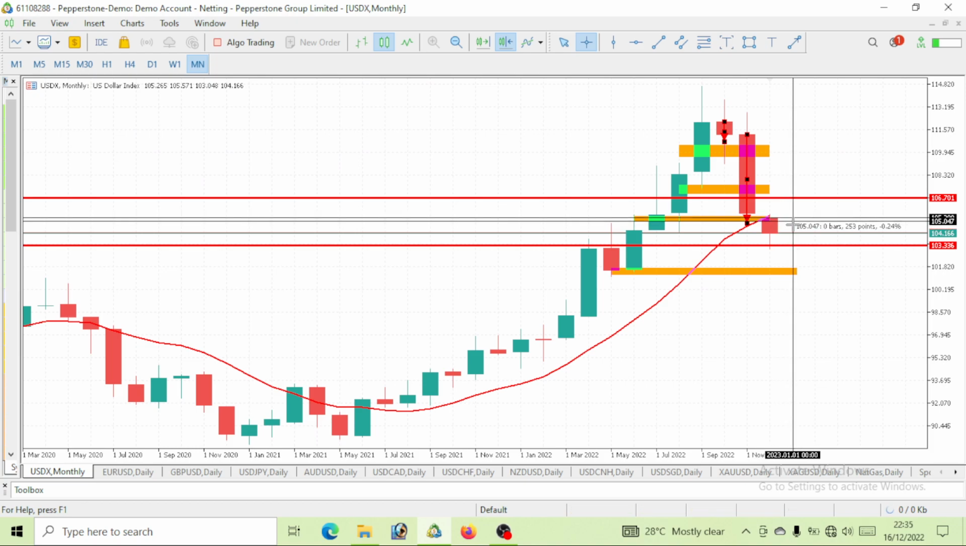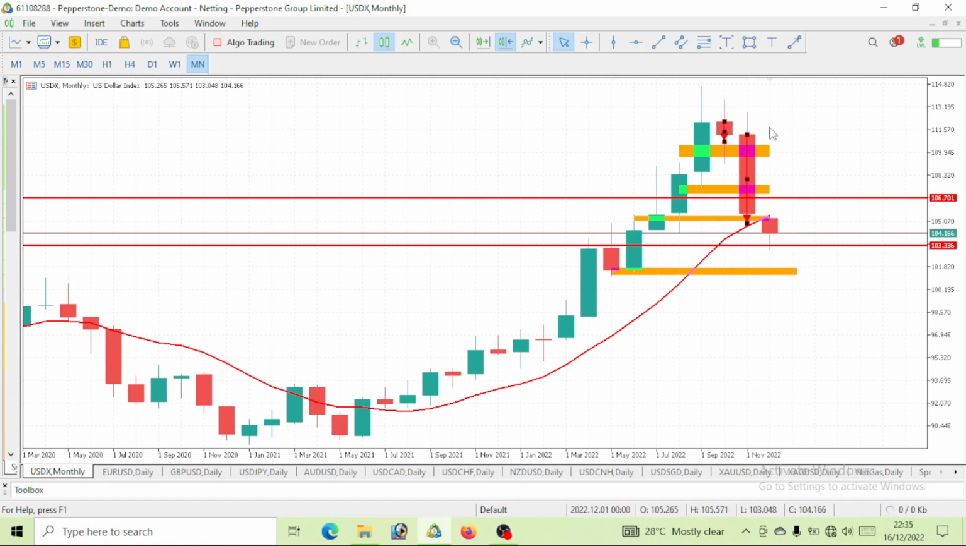And now this is the month of December. We are in the month of December, and price has given us a bearish move. We can see that this month has not even ended. So that is still to tell you that you should be expecting a further bearish move on this DXY. We still have more drops to be made on our USD index or DXY.